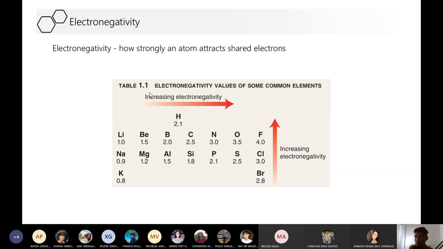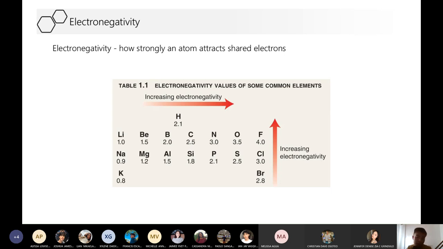Now, as you go to the right side of the periodic table, your electronegativity increases. Why? Because as you go towards the right of the periodic table, the atoms become closer to the noble gas. Hence, they will need more electrons. Now, parang mas mapupush sila kumuha ng electron kasi malapit na sila sa finish line, which is the noble gas. Now, so that's why as you go to the right side of the periodic table, the atoms become more electronegative.